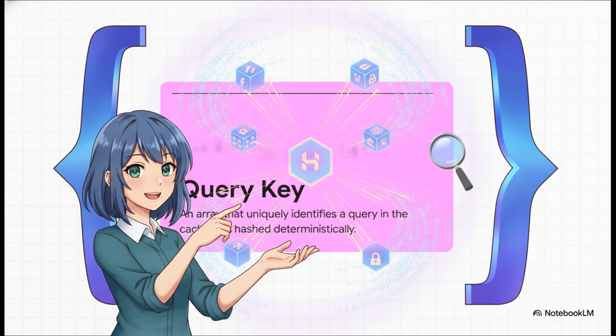Now, to actually make useQuery work, you really only need 2 things. A query function that fetches the data, and crucially, a query key. So what is a query key? It's the unique identifier for your data in the cache. It's always an array, and the order of the items in this array matters immensely, because TanStack Query hashes it deterministically to manage your memory under the hood.